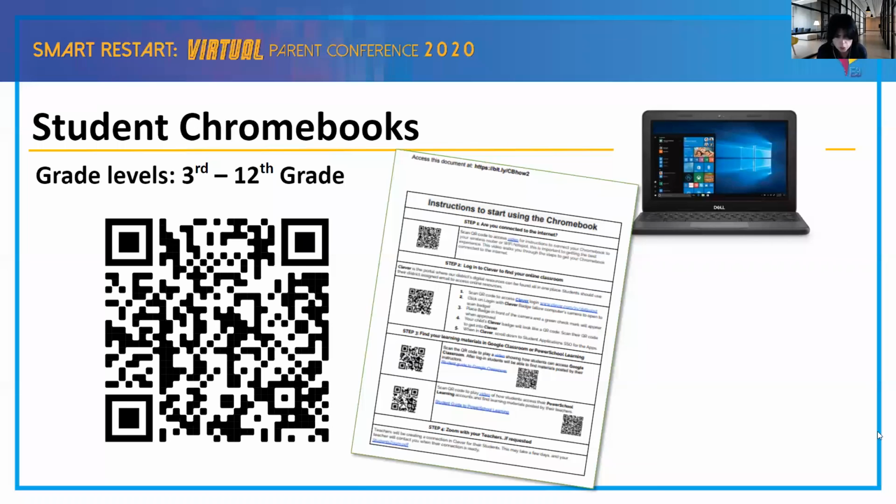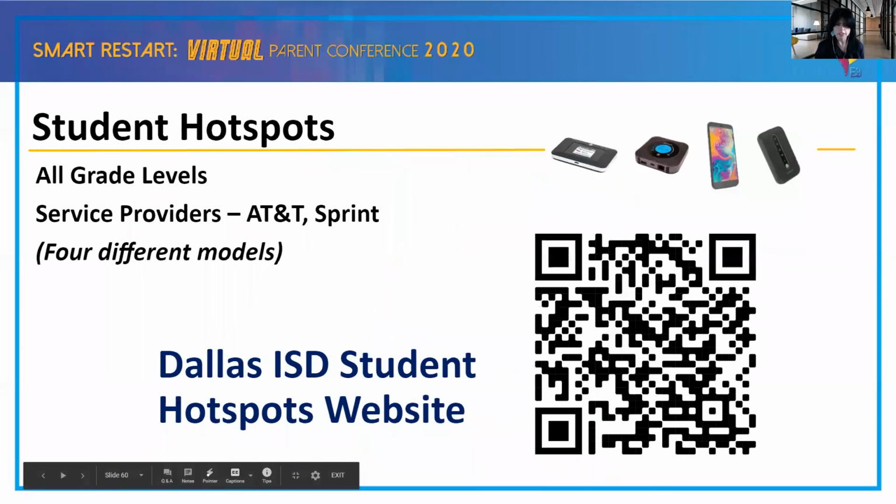And it also includes information about Google Classroom and Clever as well. So you will always see Clever before anything else, because Clever is the door you open for everything else. And then it also has information on Zoom. Okay, so next slide, please, Dr. Johnson. So here now we're going to talk about the student hotspots.